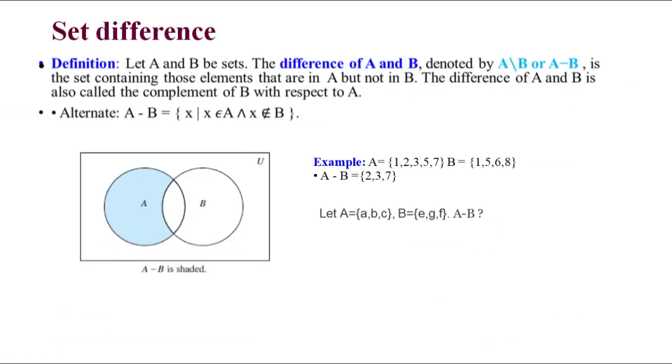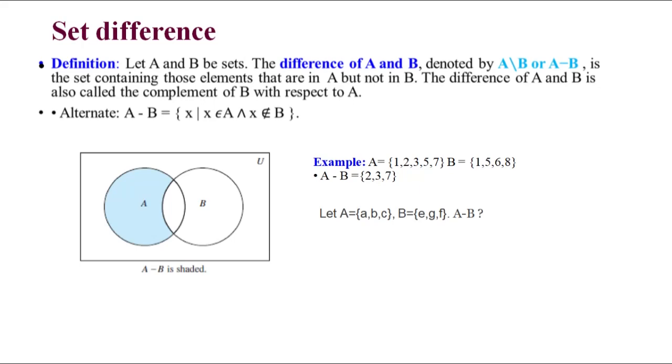Set difference. Set difference is represented with the minus symbol. Let A and B be sets. The difference of A and B is denoted by A backslash B, that is not the forward slash, backward slash, or A minus B. So you can represent it in two ways. It is a set containing those elements that are in A but not in B. The difference of A and B is also called the complement of B with respect to A. That means A minus B is nothing but those elements which are present in A and not in B.